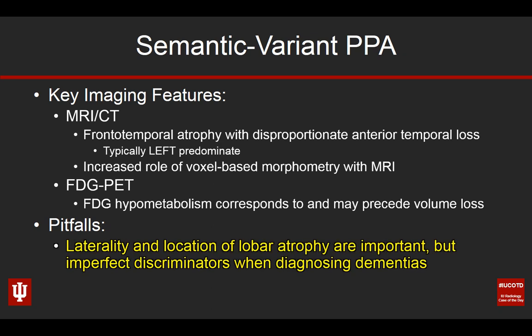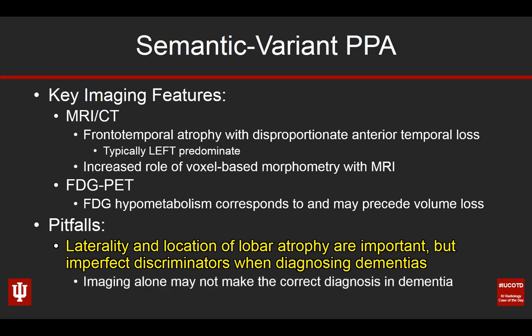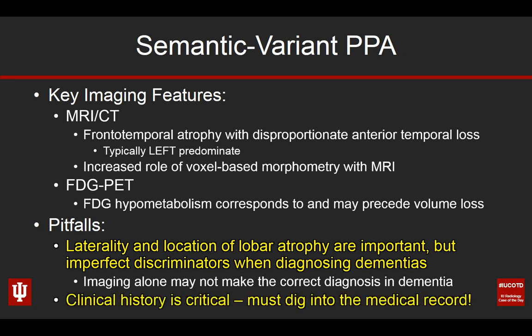Some pitfalls to keep in mind. Again, I've said this before in past cases of the day, but laterality and location of the lobar atrophy are very, very important. But I do want to stress that they are imperfect discriminators when you're diagnosing these dementias. So just keep that in mind. The imaging alone is oftentimes not sufficient to make the correct diagnosis. So you need to really dig into these patients' charts, look at the medical records, figure out the clinical history component, because that will really add additional specificity, and you can put it together with your imaging findings and hopefully get to the right diagnosis in these cases.